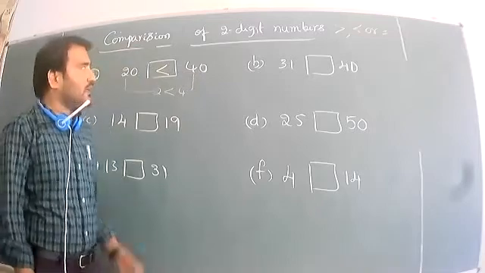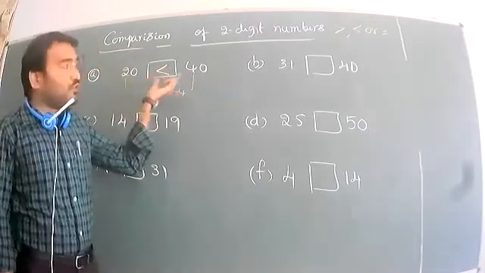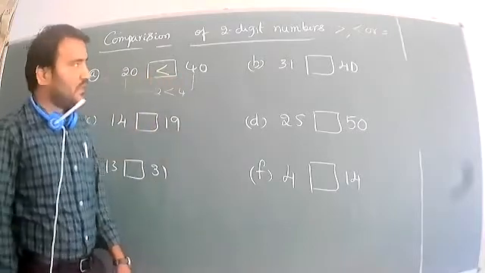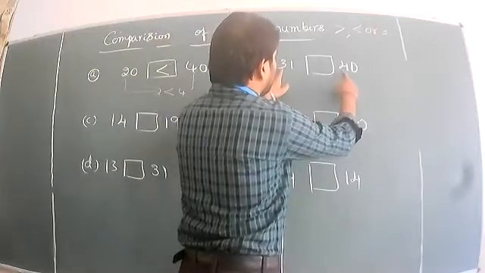This is the symbol. Come, first see the first digit of both the numbers. Then we can easily find out the numbers. Now here, 31 and 40.